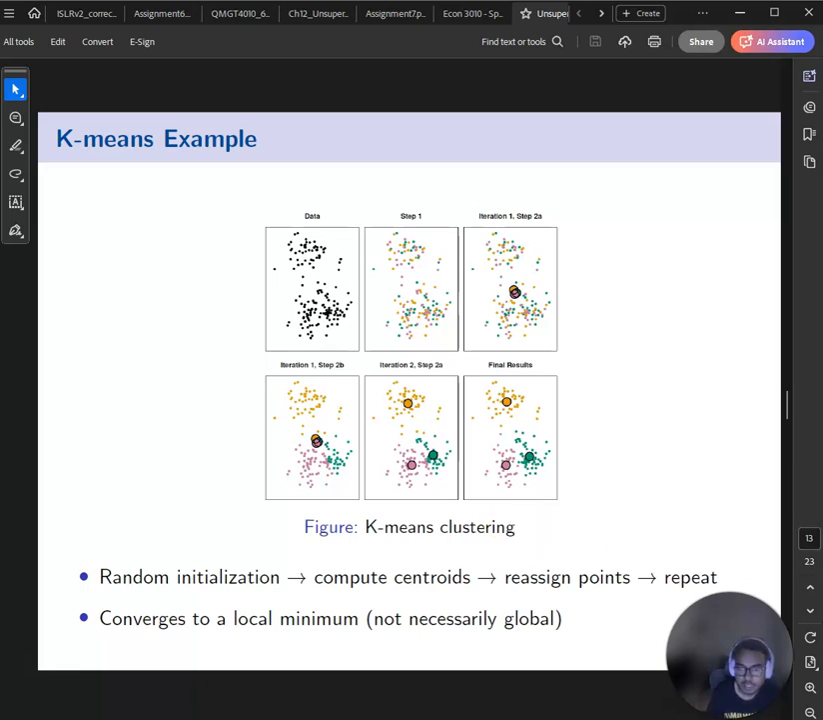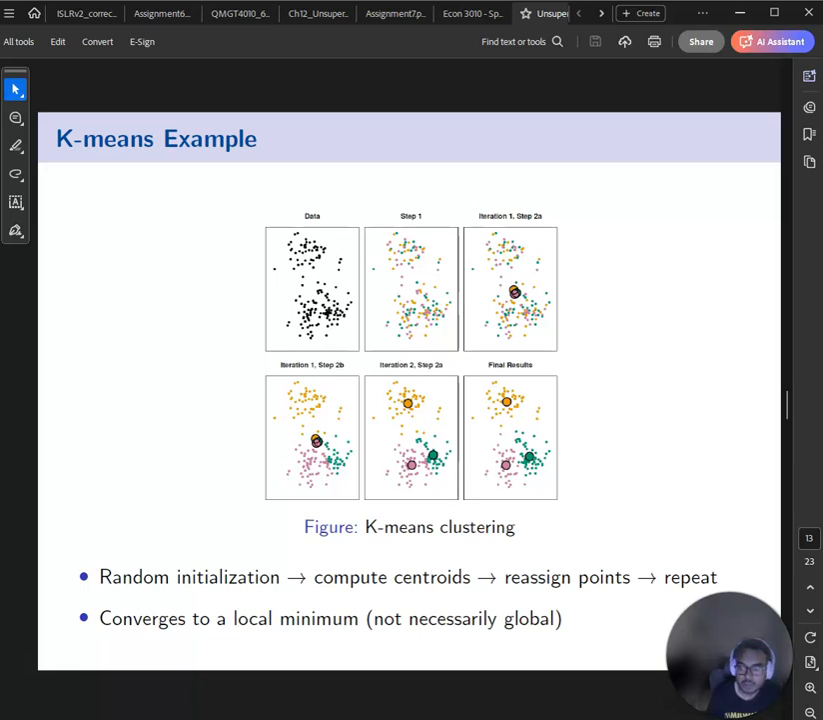So let's walk through a visual example and see how it works in practice. In this figure, we can follow the algorithm step by step. In the first panel, we have our raw data. It's just a collection of points with no assigned clusters yet. You might notice that there appear to be 3 natural groupings, but the algorithm doesn't know that initially. In step 1, we randomly assign each point to one of these 3 clusters, shown by the different colors. These initial assignments are completely random.